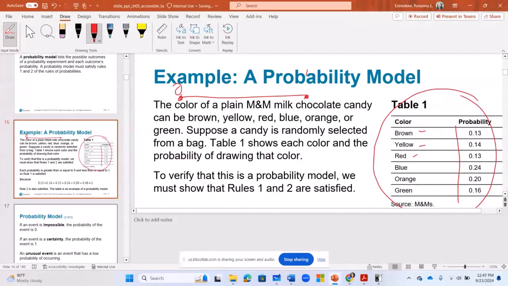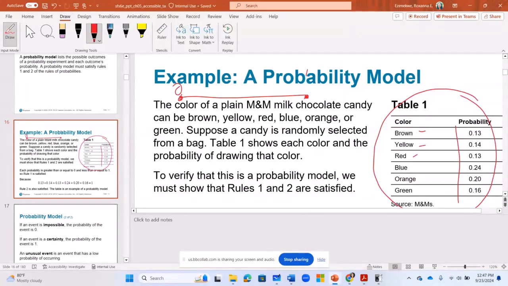If the probability is 0, we say that the probability of the event happening is 0. It cannot happen. It's impossible. So this explains the laws of probability, and that is the first section, section 5.1.